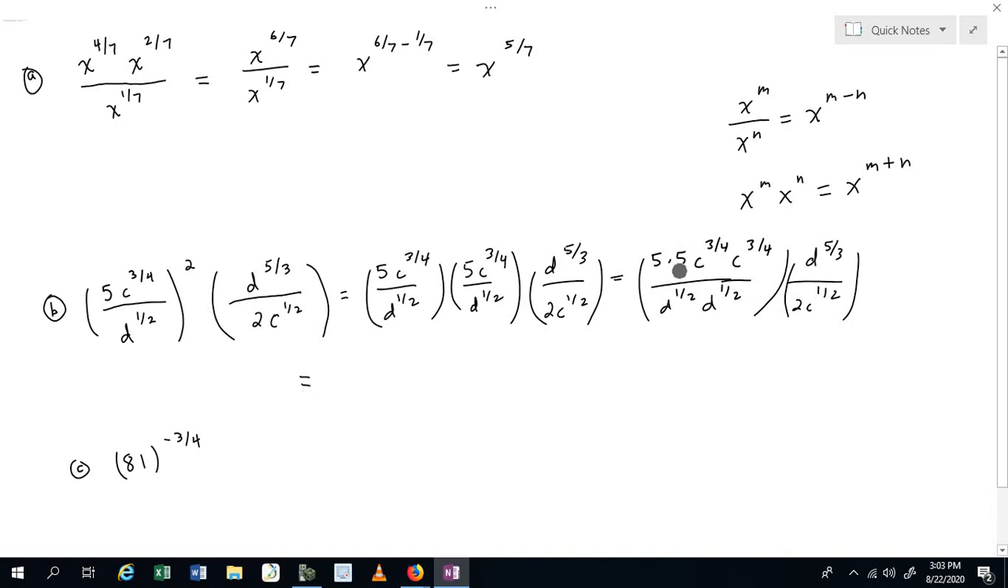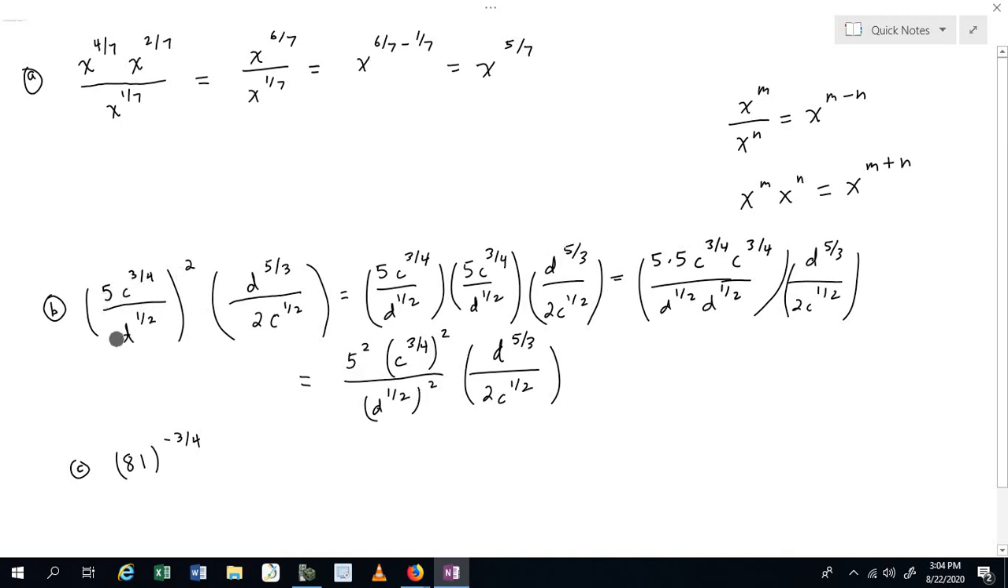Okay, so then here you would just get 5 squared. And then notice here you get c raised to the 3/2 squared. And then down here you get d to the 1/2 squared, all times this. So d to the 5/3 over 2c to the 1/2. Now, you could have just skipped to this step, okay?